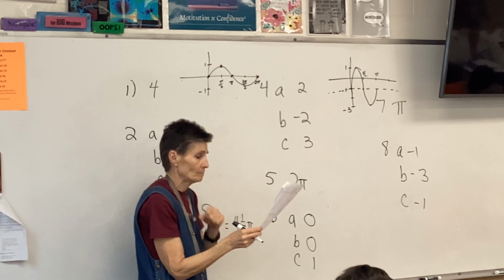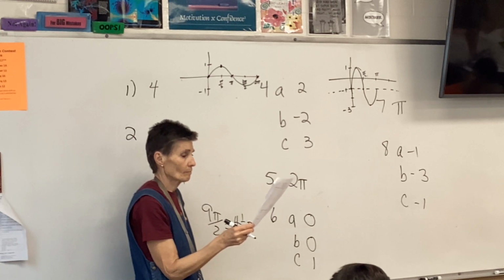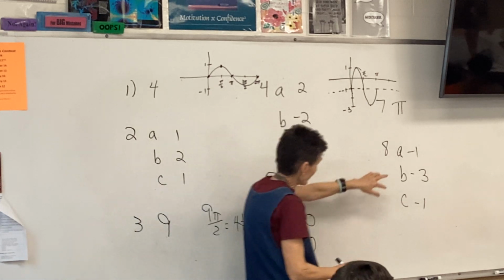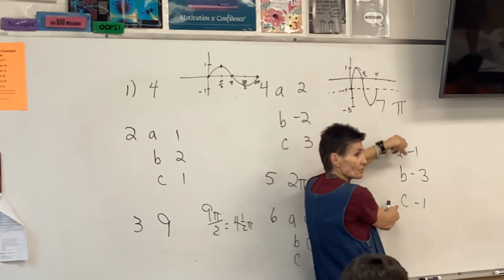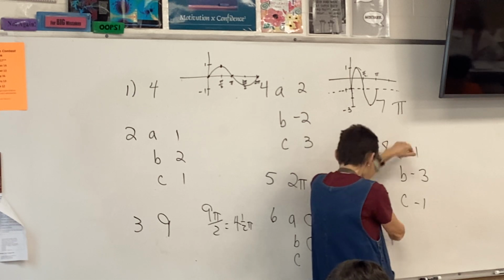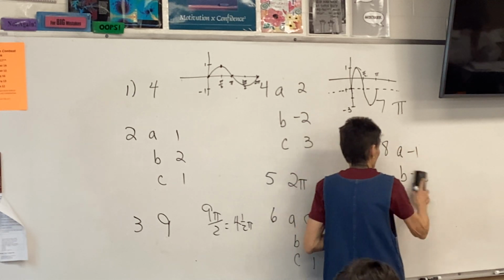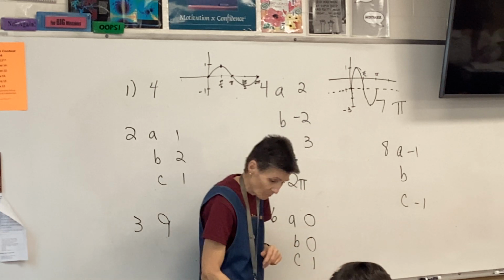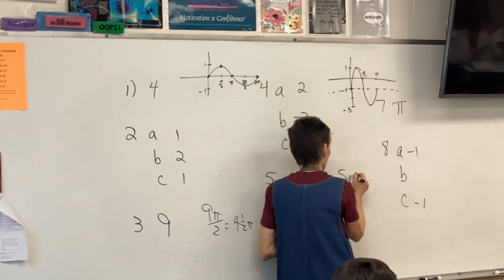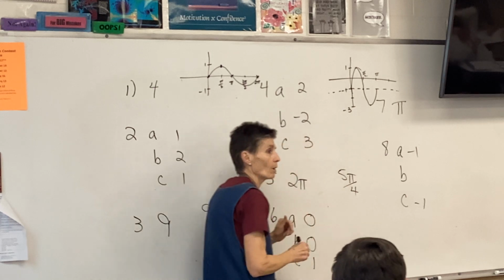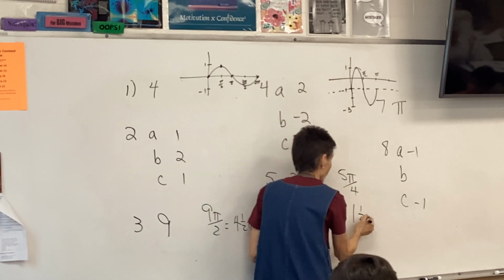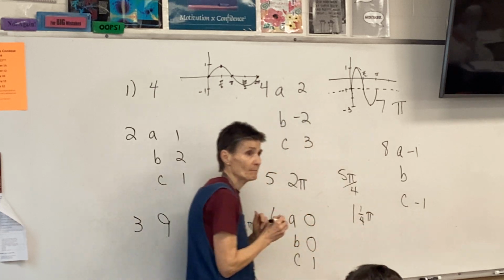B is 1. I'm okay actually with these two. Are you okay with these two? I'm not sure about this one. I need to think about this for a minute. Where is 5 pi over 4? Now, that would be 1 1/4 pi. Would you agree with that?